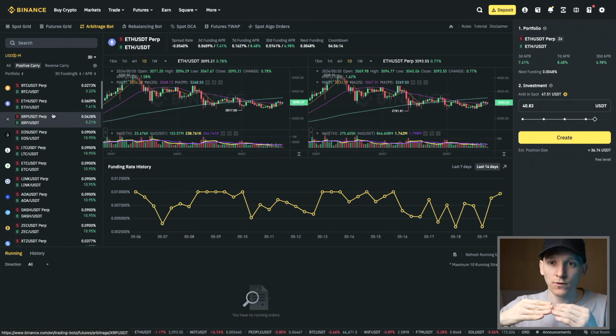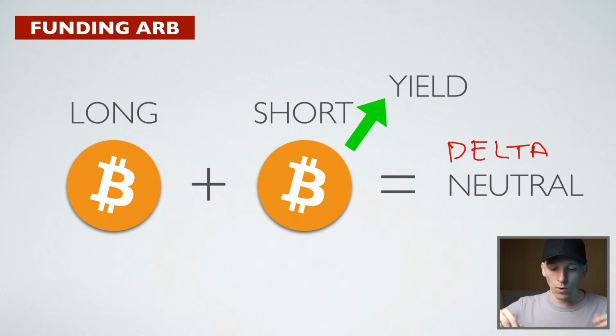We want to take a delta neutral position, meaning, yeah, we want the funding rate, but we don't want to take any market risk. We don't just want to buy the asset. So this is how the trade actually works out. It's known as a delta neutral trade.